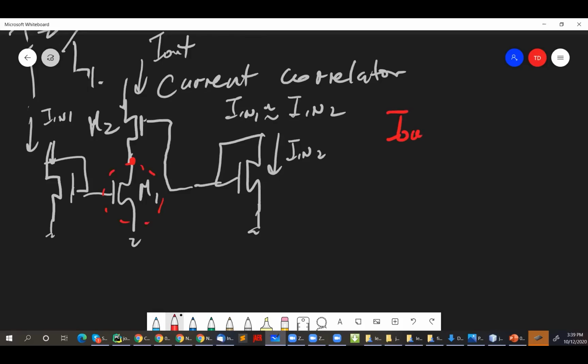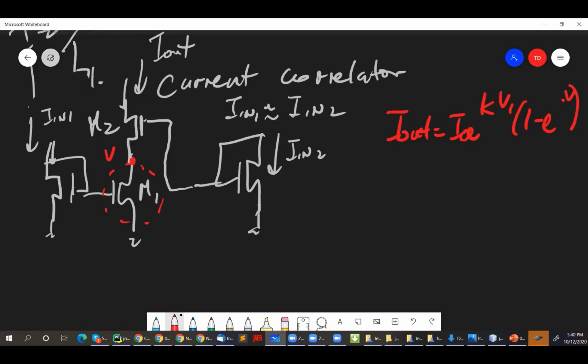So you write the first equation for I out for M1, which is I naught e^(kappa V1) times 1 minus... a little V here. Okay, let's do it the other way.